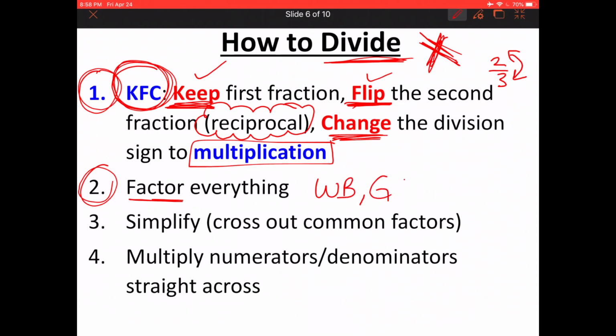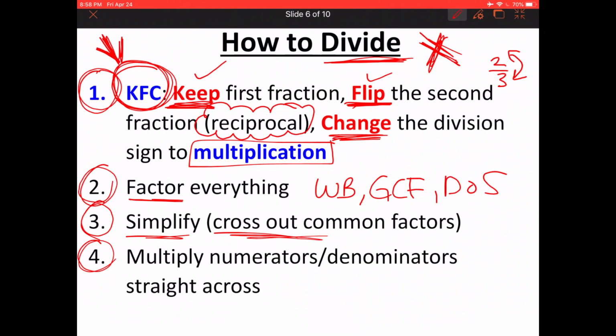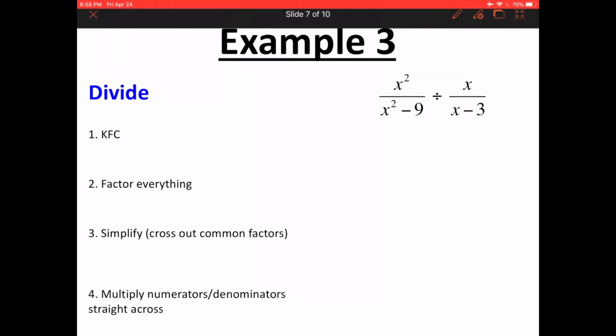Once we do the keep, flip, change, step 2 is still to factor everything. Remember, working backwards, greatest common factor and difference of squares are going to be our most common ways of factoring. Once we factor, now we're just doing regular multiplication like we just did. You simplify by crossing out the common factors, and then you multiply the numerators and the denominators straight across. So division is really just multiplication with that added first step thrown in, because after you KFC, you're just back to multiplication.